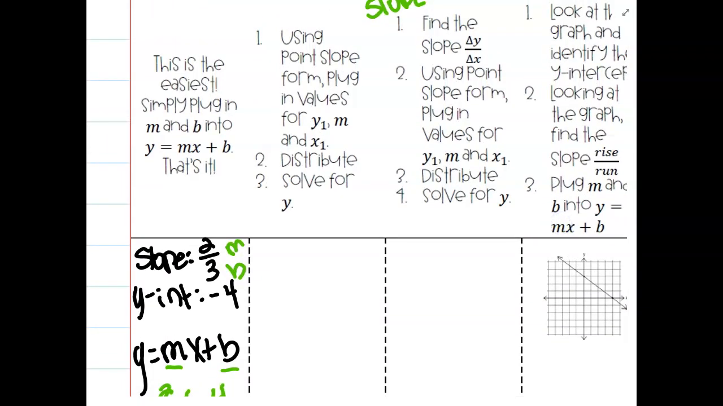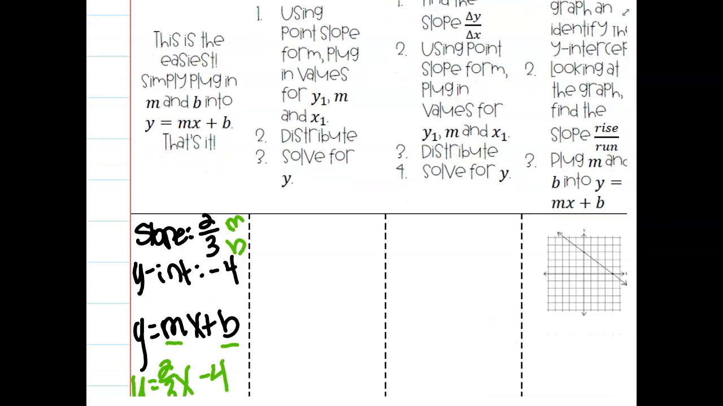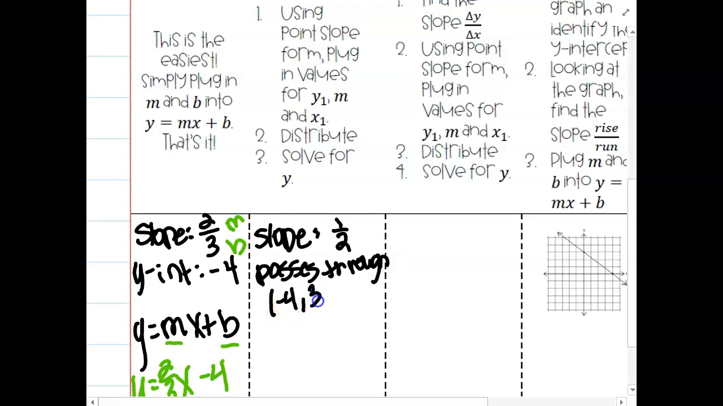So the next scenario is if you're given a slope and a point. It's going to say something like, write the equation of a line that has a slope of 1/2 and passes through the point -4, 3.